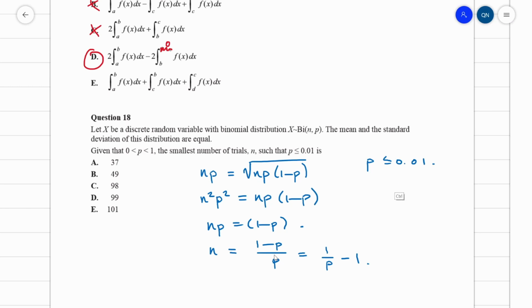Okay, so from this equation here, you can reciprocate both sides. 1 over p is greater than or equal to 1 over 0.01, which is 100. And we need to subtract 1. 1 over p minus 1 is less than or equal to 100 minus 1, which is 99. Sorry, minus 1 there. And that's equal to n. So n is greater than or equal to 99. Therefore, the smallest number of trials you need is precisely 99. 2 more questions to go.